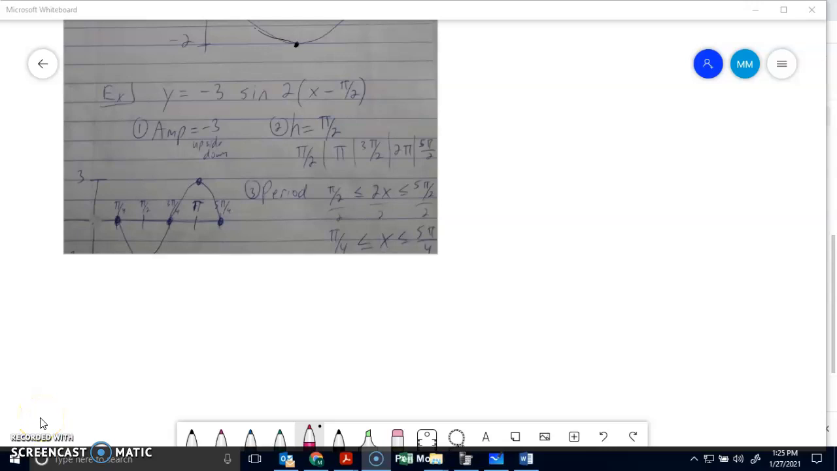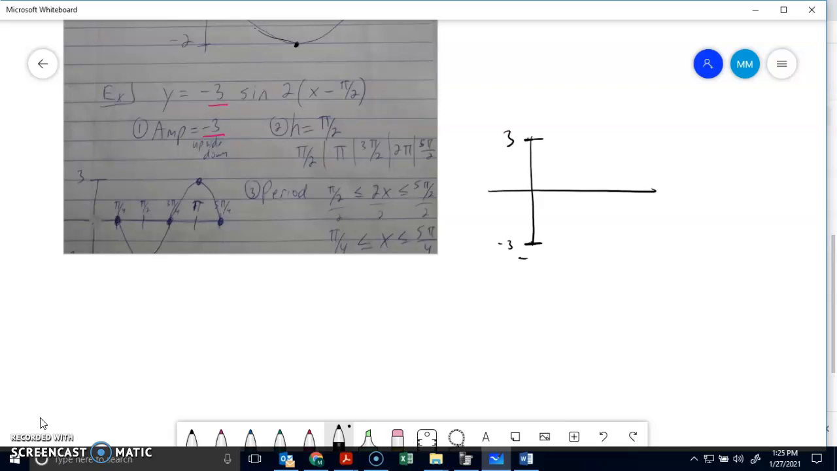I'm going to pick up where the last video stopped, and we're going to do this example. This has several things happening. I have a -3 amplitude. So that just means we'll be going from -3 to +3. That's all that is.